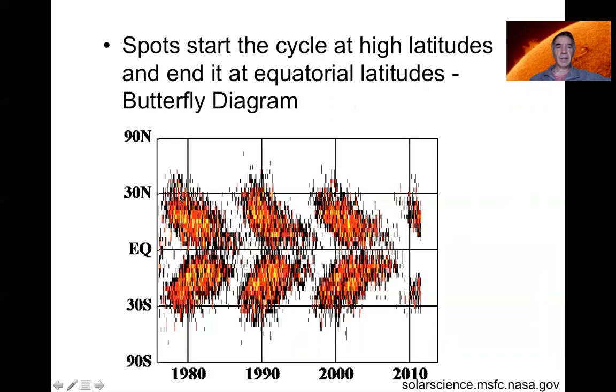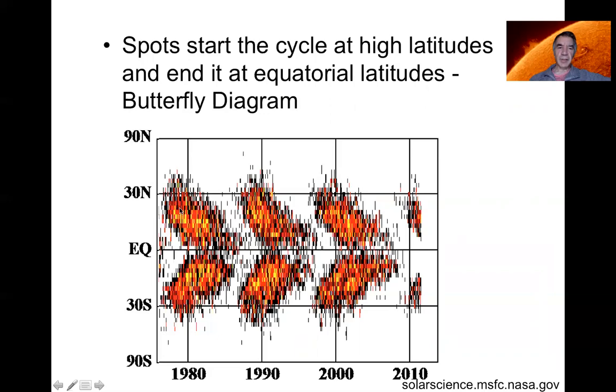Early on at the beginning of a cycle, the sunspots start out at fairly high latitudes. Well, moderately high, 30 degrees, something like the tropics equivalent on the Earth. So that's where most of the spots would appear. They don't appear near the equator at all early on.